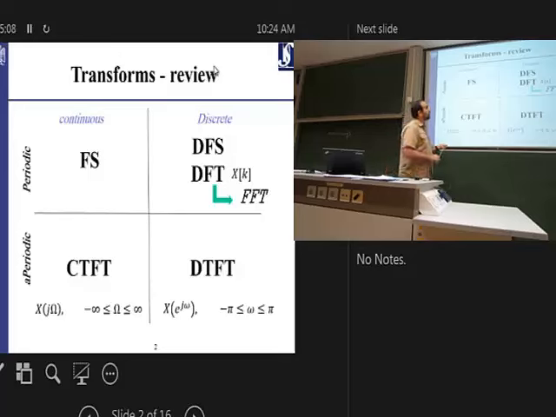Then we explained a fast algorithm for implementation of the DFT, which is called the fast Fourier transform, FFT. And FFT is an algorithm that leverages two important facts from the bases which are used in the DFT domain.